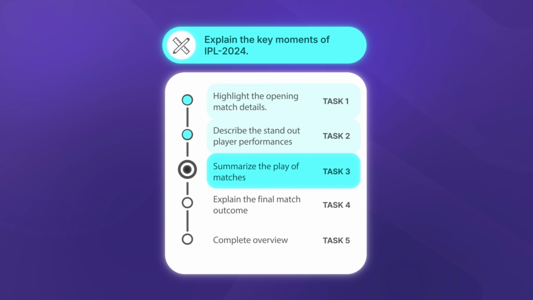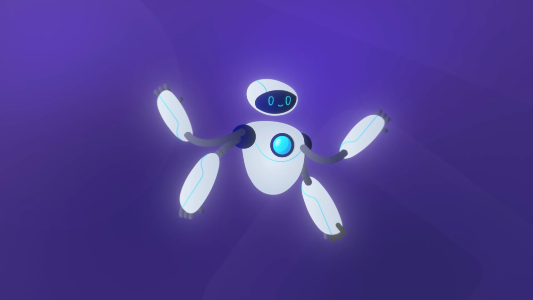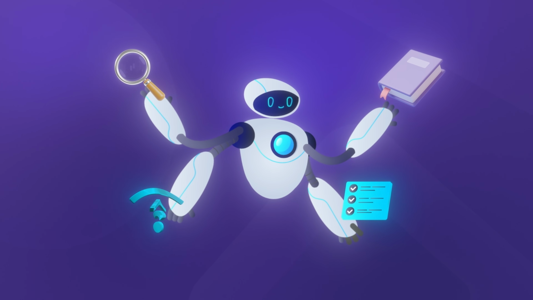Some tasks can happen at the same time if they don't depend on each other. But Task 5 waits for all the details to be ready. Step 3. Task Fetching Unit. This part figures out which tasks can start. It kicks off tasks 1 to 4 simultaneously since these are independent. After these are done, task 5 starts assembling the full answer. Step 4, executor. This unit runs the tasks using its tools. Search tool fetches accurate match info and player stats for each key moment. Synthesis tool combines these pieces into one smooth, easy to understand overview. Once all tasks are complete, you get a clear, full explanation of key moments in IPL 2024.